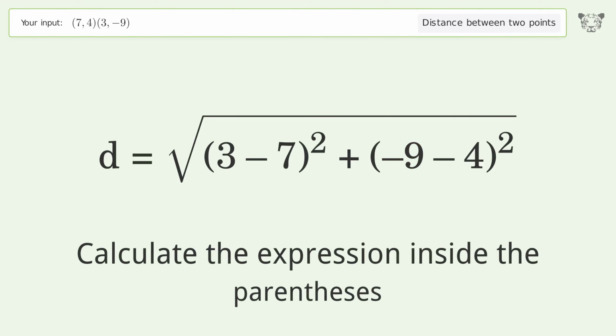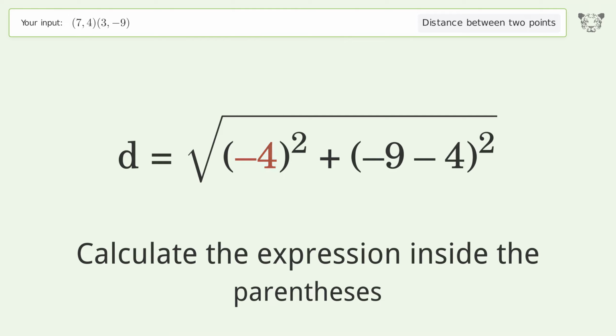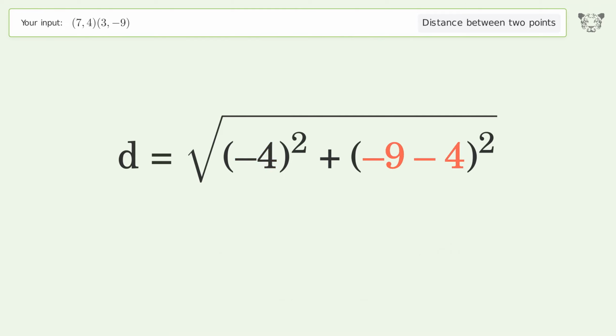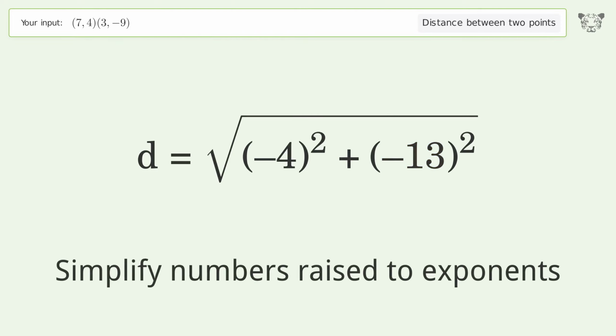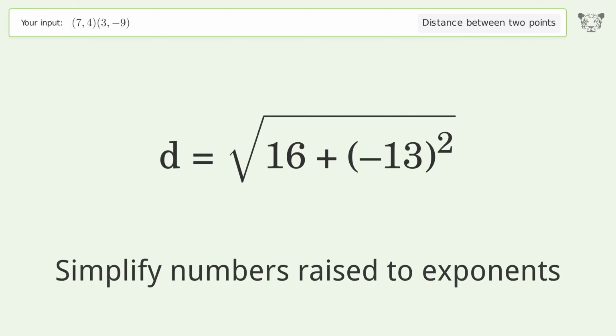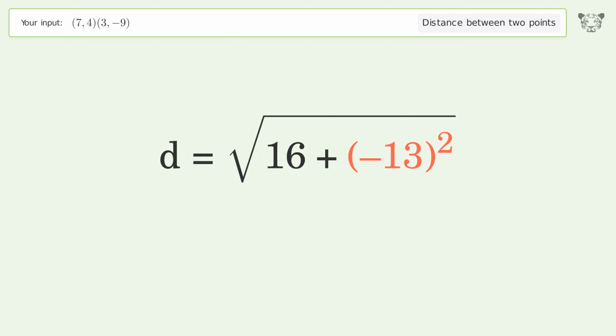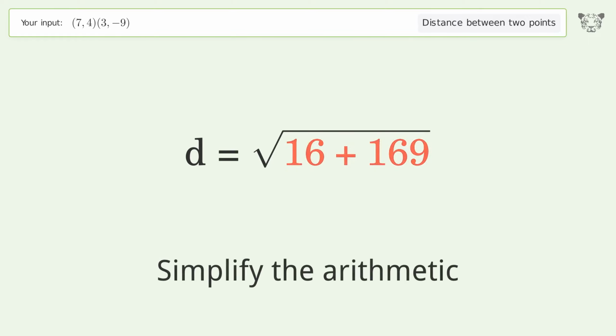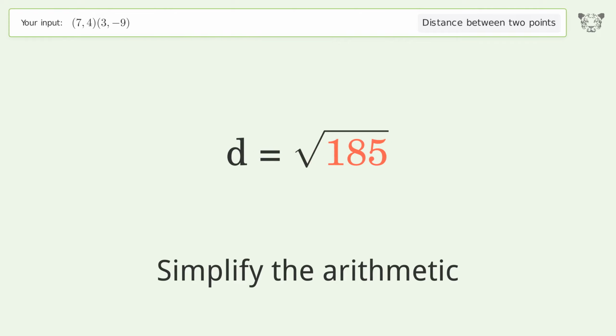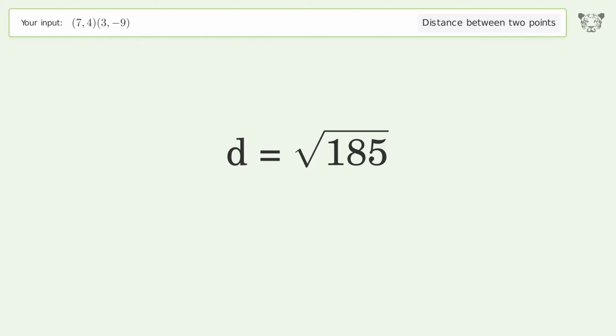Calculate the expression inside the parentheses. Simplify numbers raised to exponents. Simplify the arithmetic. And so the distance between the 2 points is the square root of 185, or 13.601.